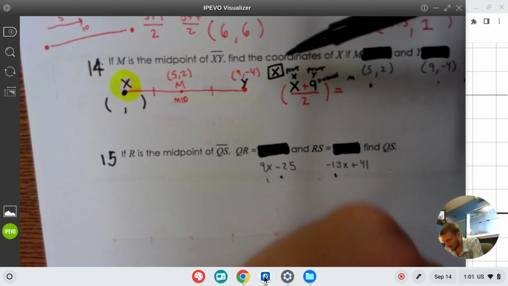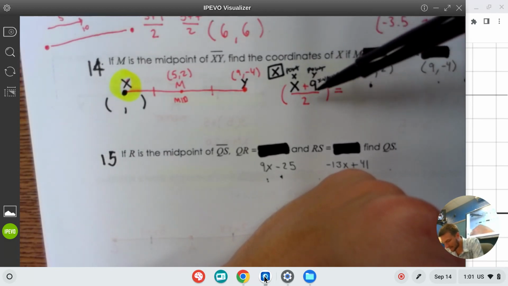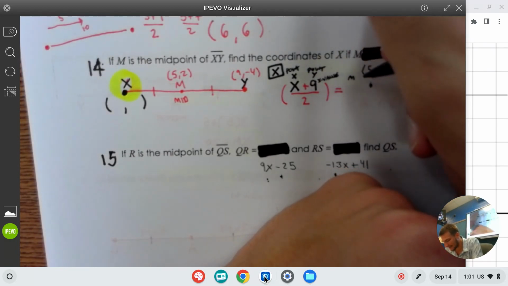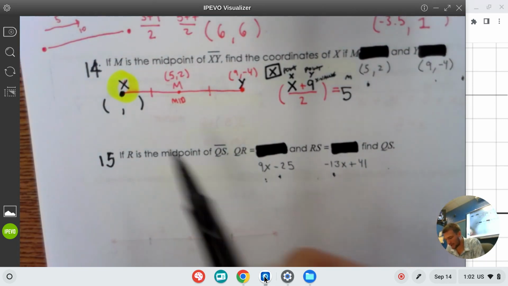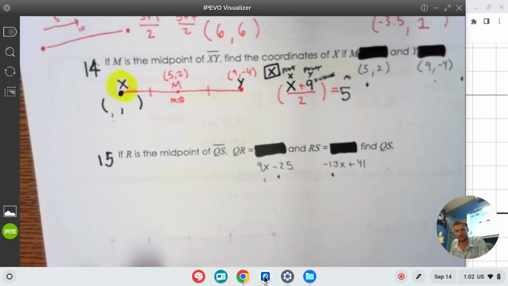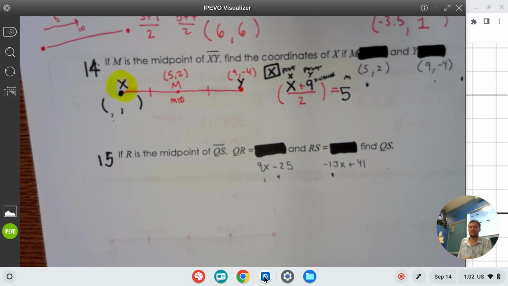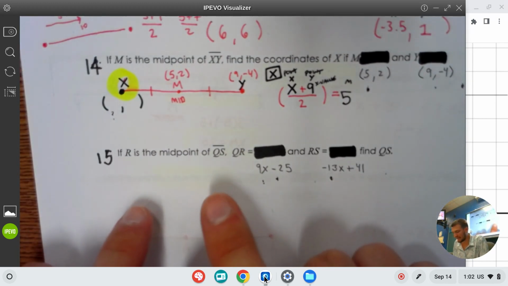So, if we are in x world, talking about point x, the x value is x, point y, the x value is 9. And what is the x value of m? 5. Because we know that. This is what we don't know. We don't know this value. Again, it's a little bit of a thinker's question. And honestly, number 15 is going to be easier.